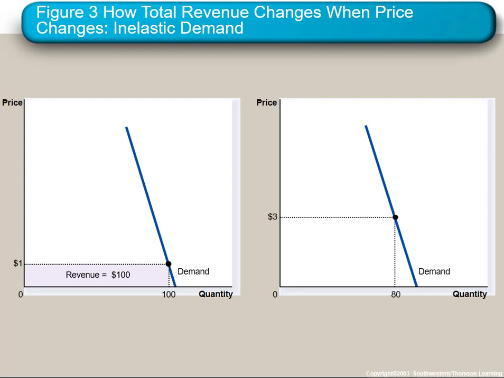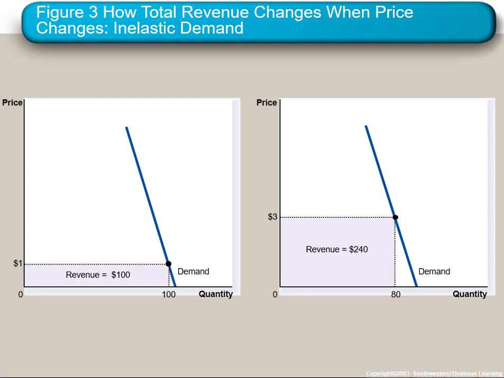So now imagine the company raises the price of the product to $3 and they only sell 80 units because the quantity demanded falls to 80. But now you can see their total revenue, as represented by the rectangle, is $240. So the revenue has expanded. And so this is what's typical. If you're in an inelastic portion of a demand curve and you increase price, then you'll increase revenue.